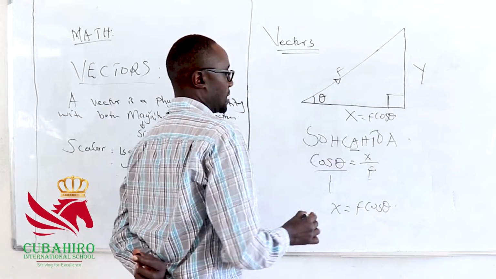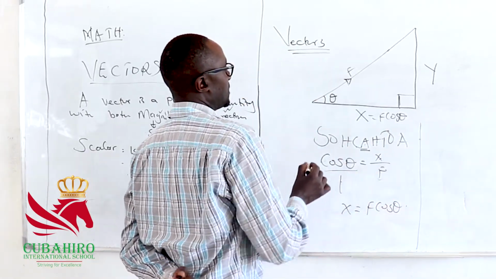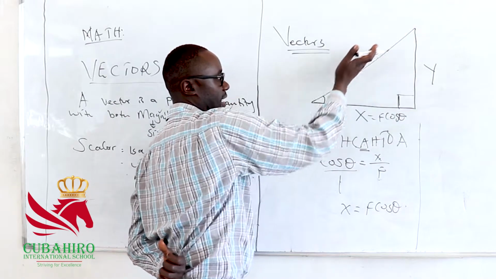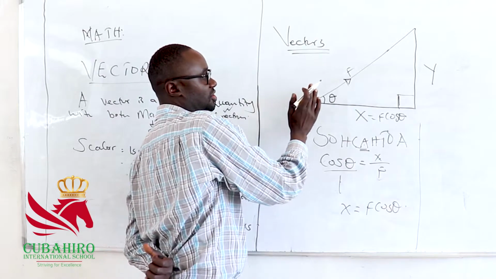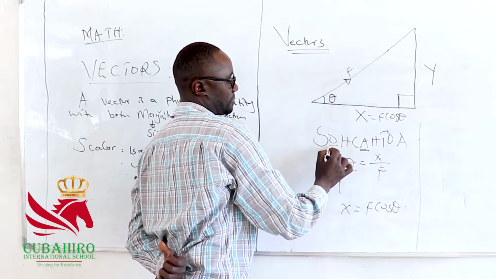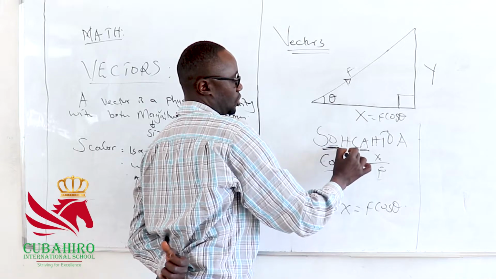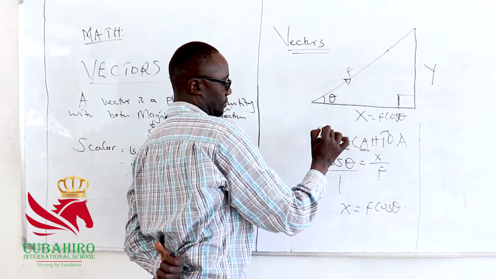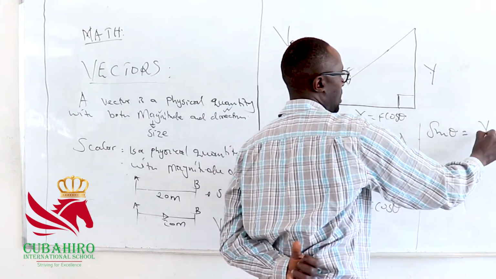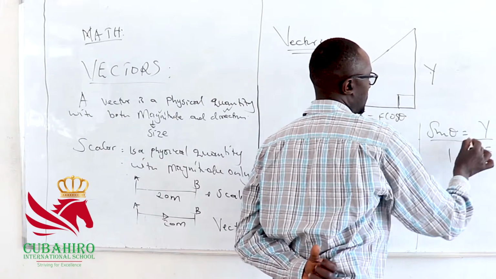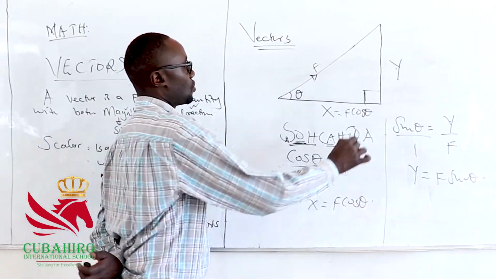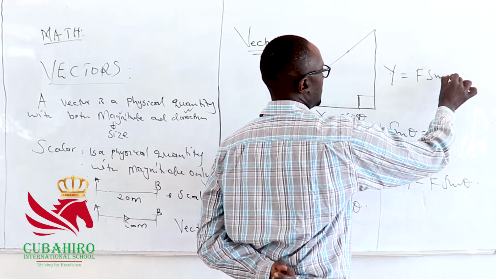What about y? Then I'll come here and say to theta, y is opposite and F is hypotenuse. The relationship between opposite and hypotenuse and theta will be represented by the very first portion of SOHCAHTOA, and that is sine, in which we say the sine of theta is equal to opposite y out of F, and so y is equal to F sine of theta. So y is equal to F sine of theta.